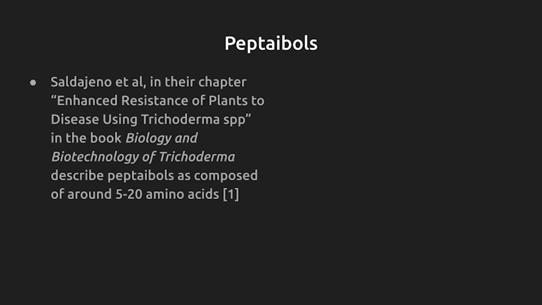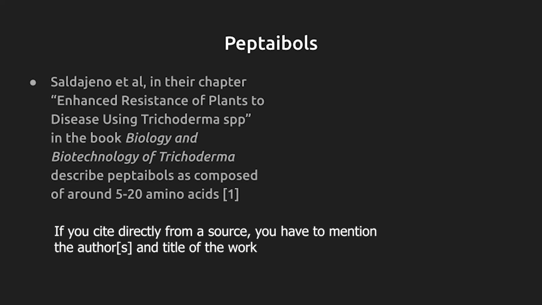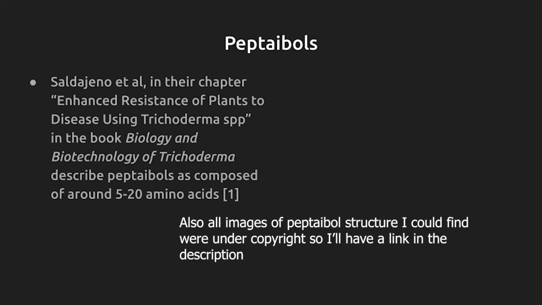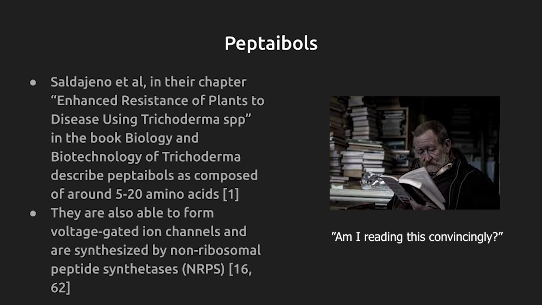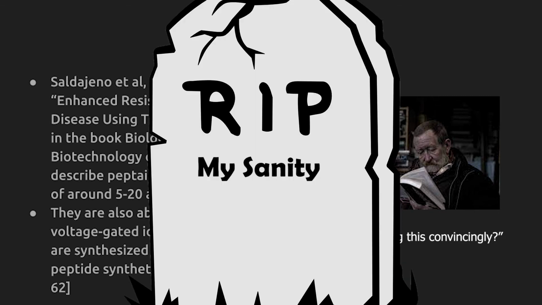Saldahano et al., in their chapter Enhanced Resistance of Plants to Disease Using Trichoderma Species in the book Biology and Biotechnology of Trichoderma, and I have to do this, I'm citing it directly, describe peptaibols as composed of around 5 to 20 amino acids. They are also able to form voltage-gated ion channels and are synthesized by non-ribosomal peptide synthetases, or NRPSs.